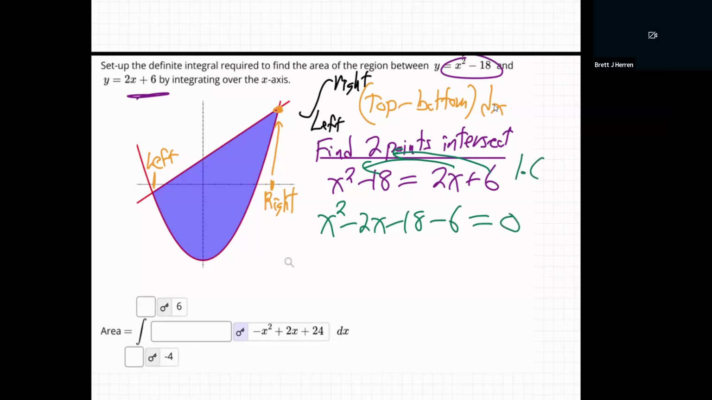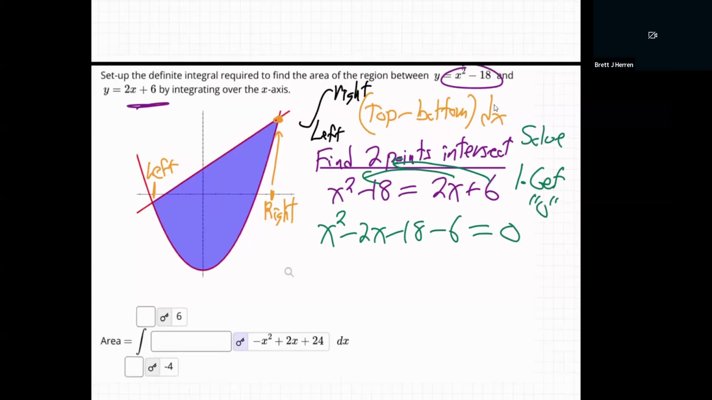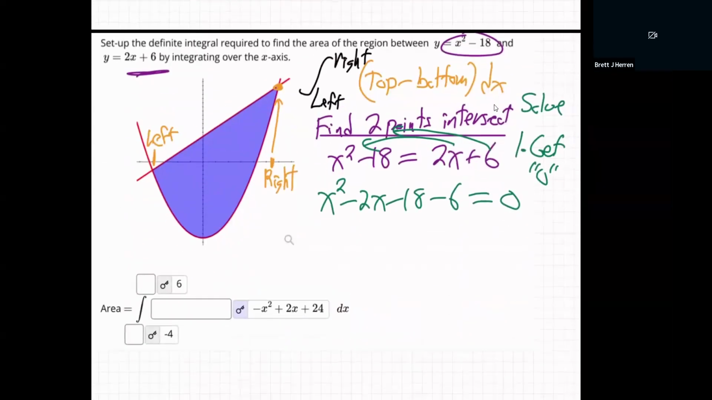So step 1 is always get a 0 whenever you're solving an x squared equation. So just jump everything over, simplify that, minus 2x minus, what's that, 24. Step 2, now you can factor that. Most students don't like factoring, so let's use the quadratic formula. But if you can factor, good, you can save some time.